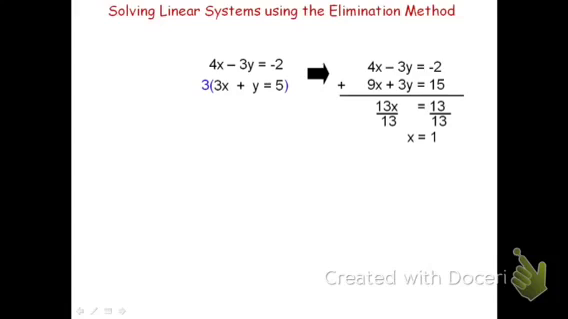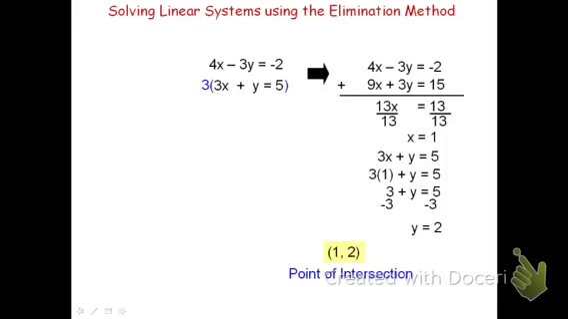Substituting back in, the bottom equation now is probably a little bit easier, so we'll put that 1 in place of x, and we'll do it in the bottom equation. Again, we could use either equation, but the bottom one here is a little bit easier. So 3 times 1 is 3, which we'll now subtract from both sides, and we see that y equals 2. Again, that last step is we have to write our answer as a coordinate. The point of intersection, or the solution to this system, is 1, 2.